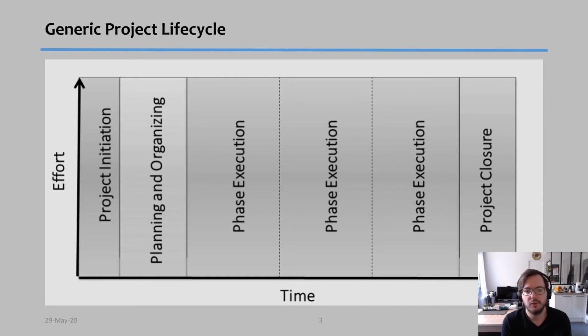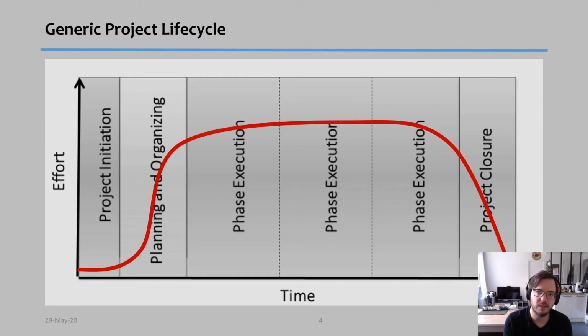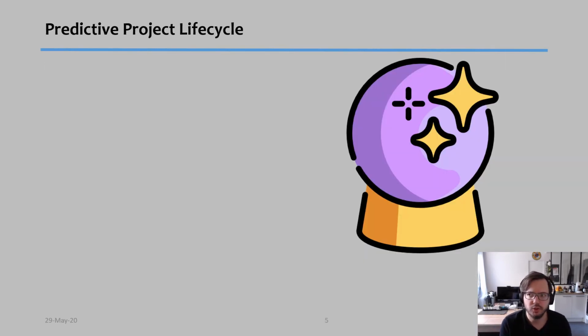Now, the level of effort in all of this is very different. Project initiation does not require much effort yet, but as the planning goes by, more and more effort is required. During project execution is when you're working the most, and then during project closure, you're working less and less. So there are 2 different ways of dealing with projects in that sense, and my videos will be mostly focused on what we call the predictive project lifecycle.